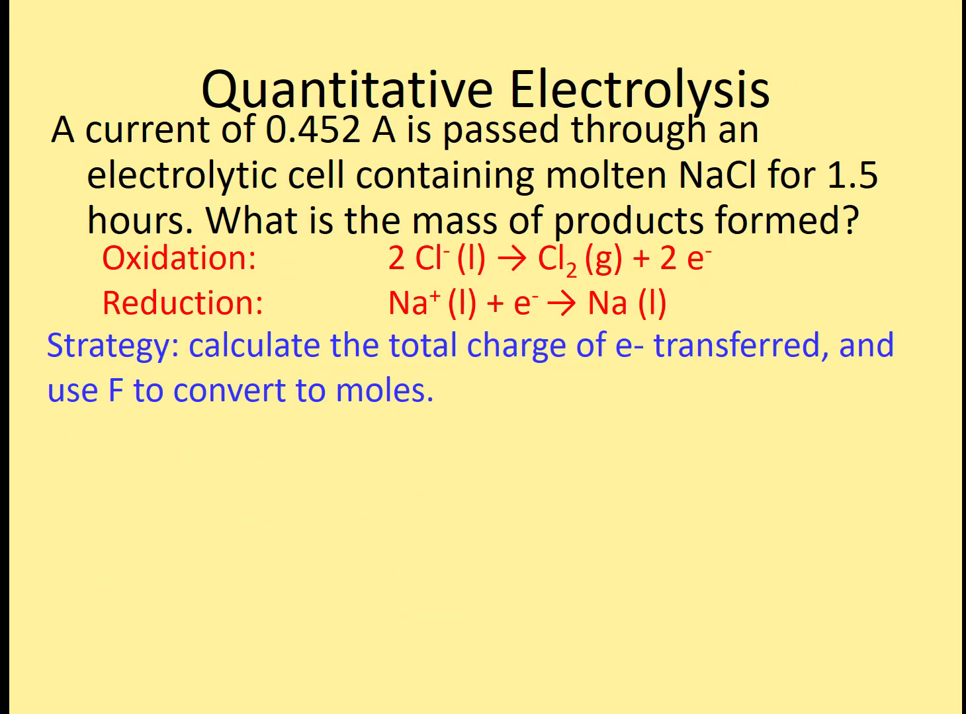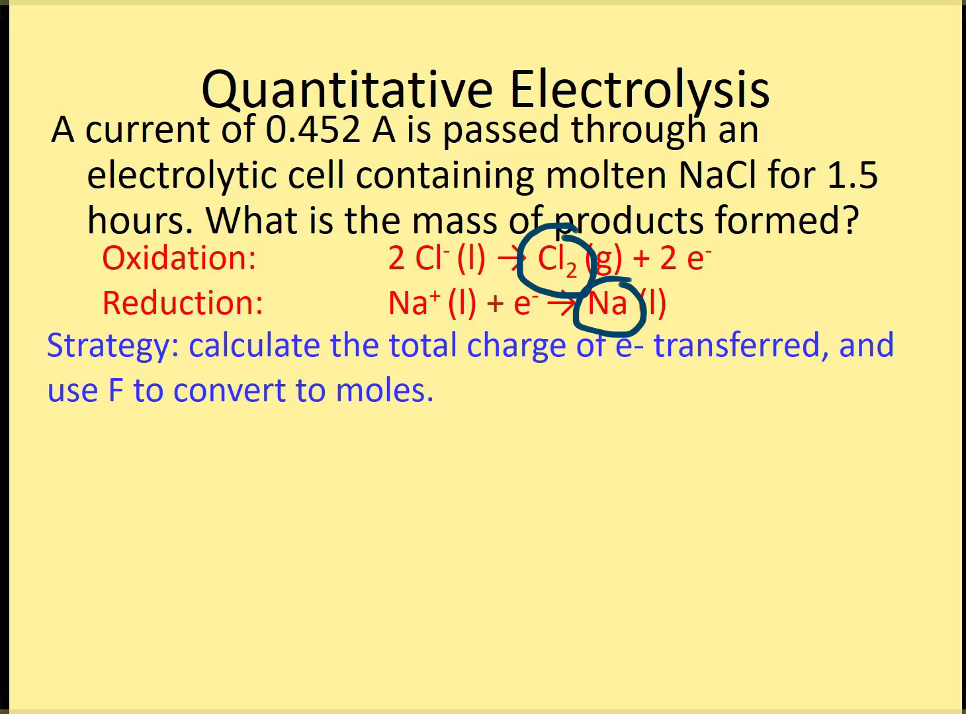In this problem, we have a current of 0.452 amps passed through an electrolytic cell containing molten sodium chloride, and it's done for 1.5 hours. What is the mass of products formed? And we do have our oxidation and reduction half steps there. So our products formed would be the chlorine gas, and then the sodium, and it looks like it's a liquid sodium. So our strategy is to calculate the total charge of the electrons transferred, and then to use Faraday's constant to convert to moles.